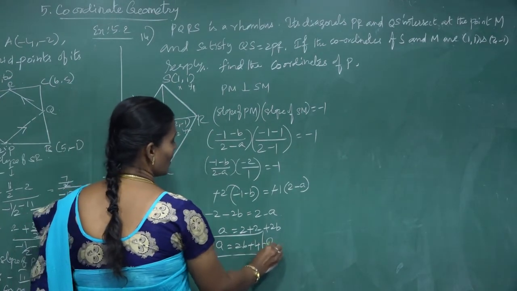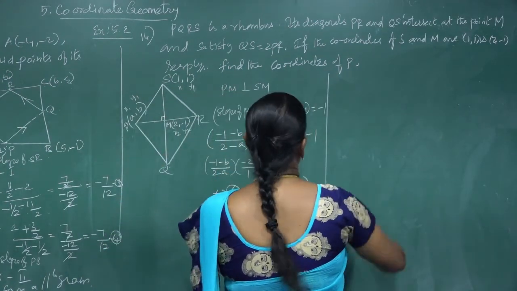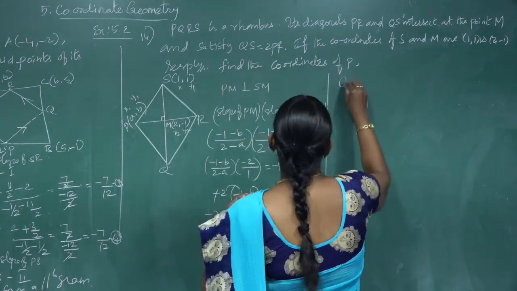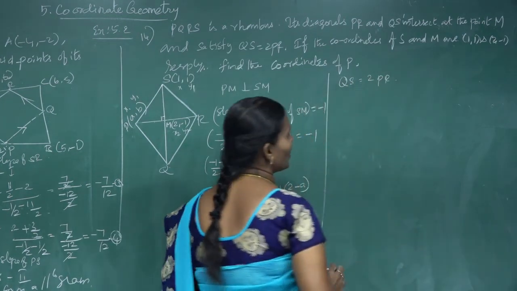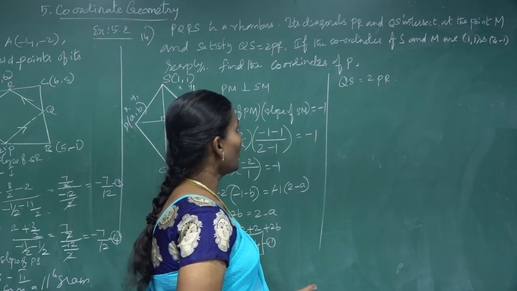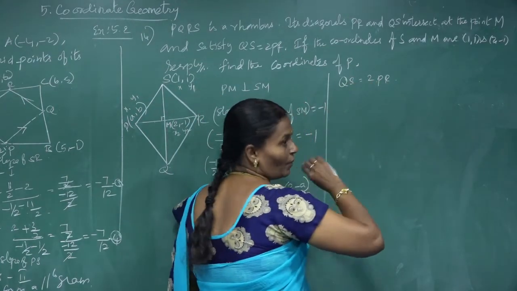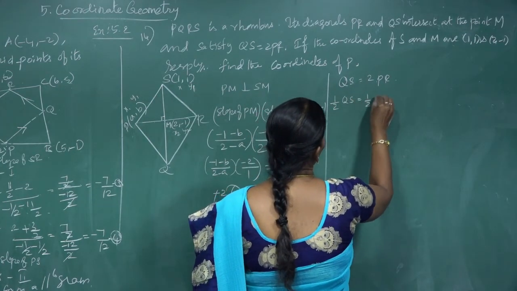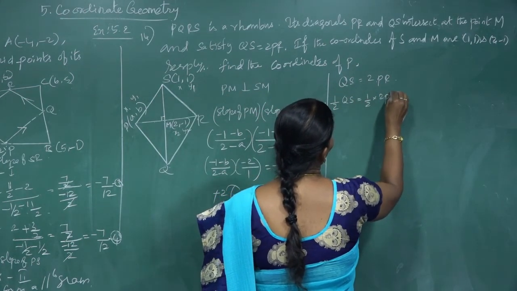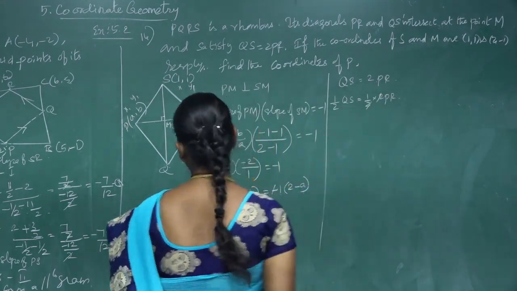You consider this equation number 1. Now, what is the given condition? QS is equal to 2PR. Here both sides, you multiply 1 by 2. 1 by 2 of QS is equal to 1 by 2 of 2PR. Here 2 cancel. See, half of QS.